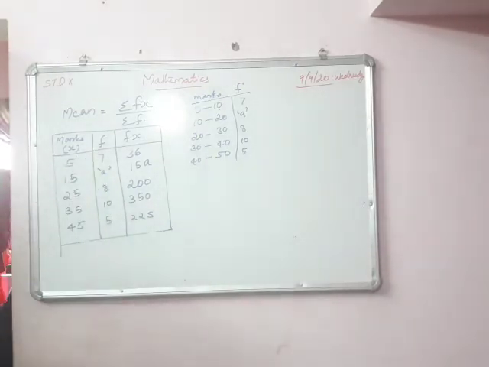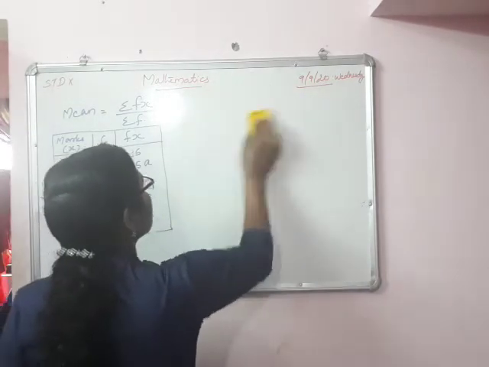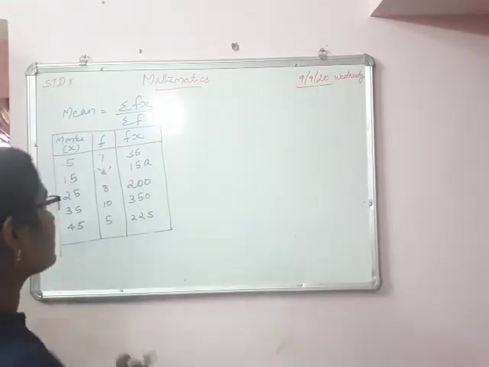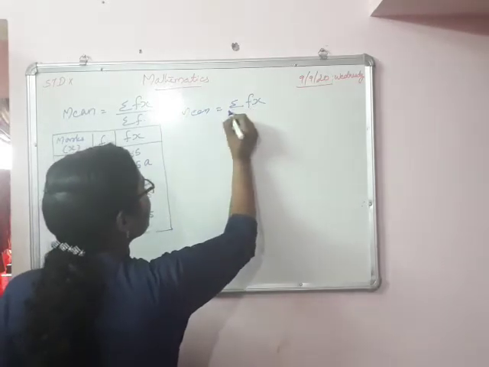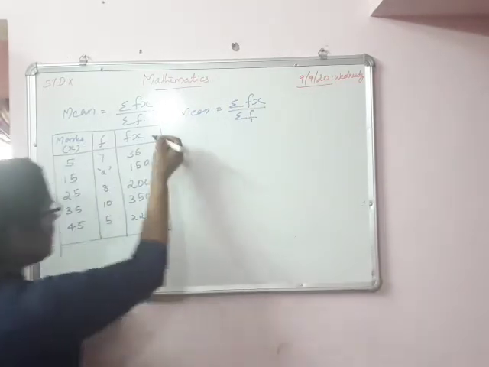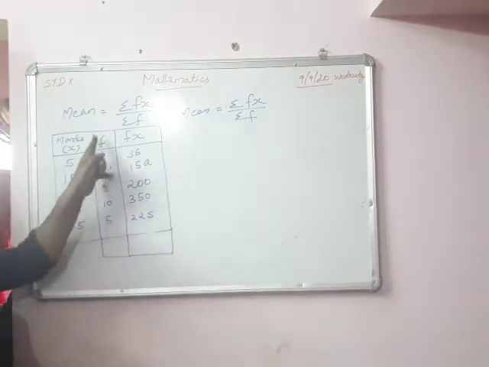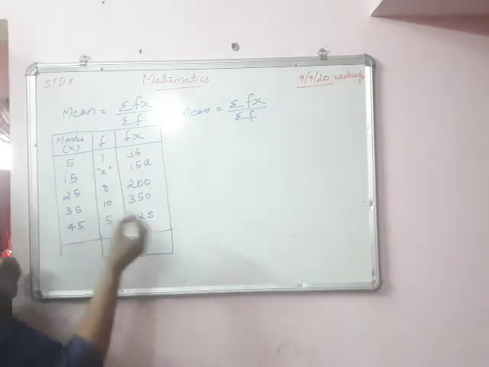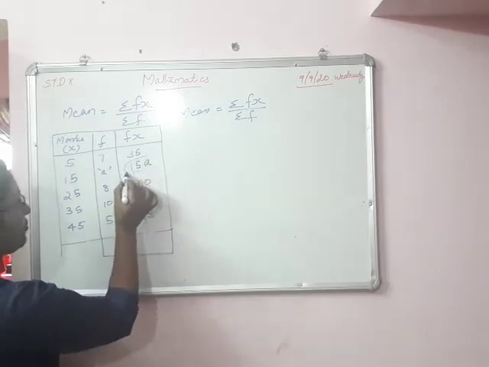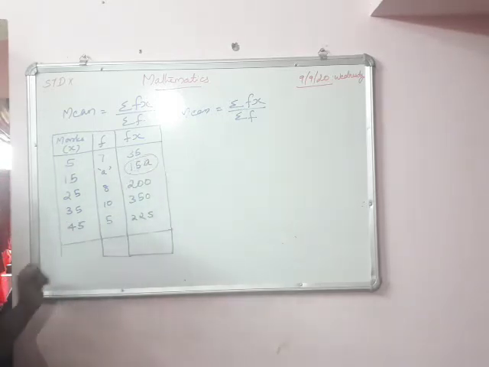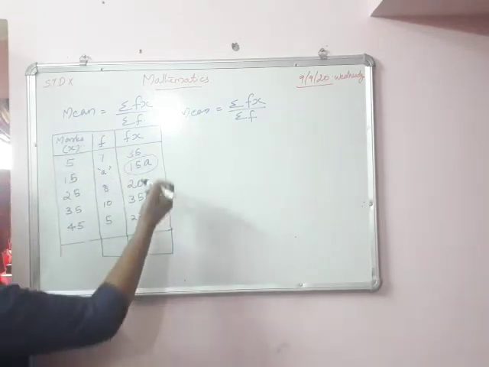That is fx. Then you know our formula: mean is equal to sigma fx divided by sigma f. So we need the sum of this, then the sum of this. First of all, add fx to get sigma fx. You may set aside this 15A, which we will consider later because it has a variable with it. So add the remaining ones together. What will come?